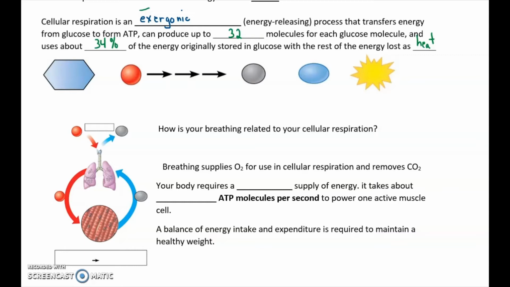So we can write this as a chemical equation. This hexagon here is glucose, C6H12O6, that's glucose, plus 6 oxygen molecules, go through many, many steps and produce 6 carbon dioxide molecules plus 6 water molecules plus ATP, the starburst again, and heat.